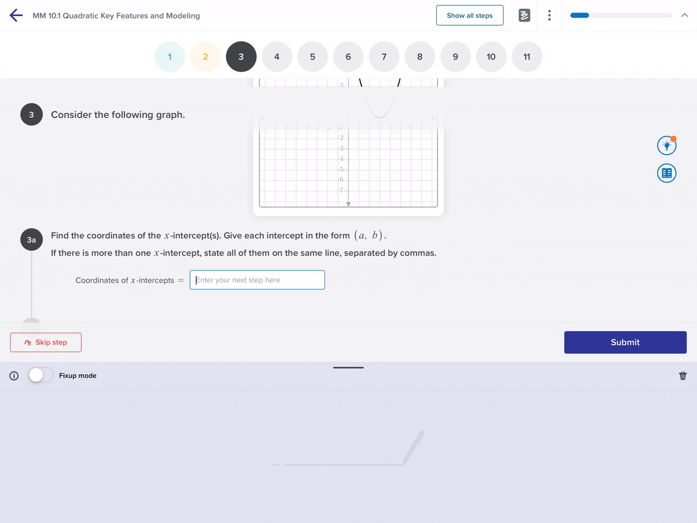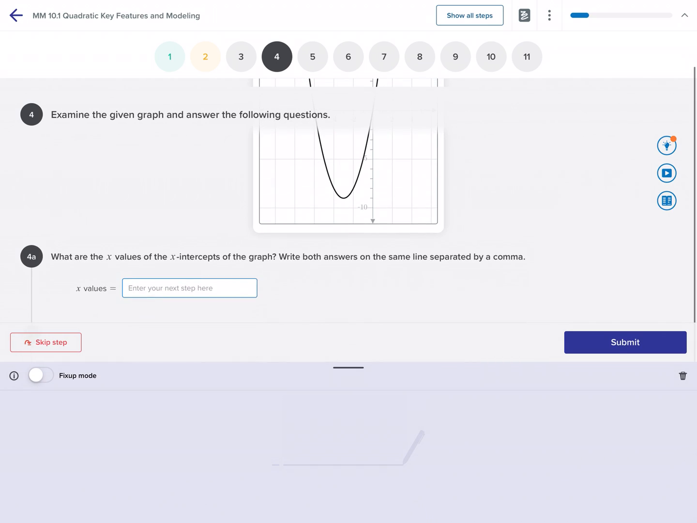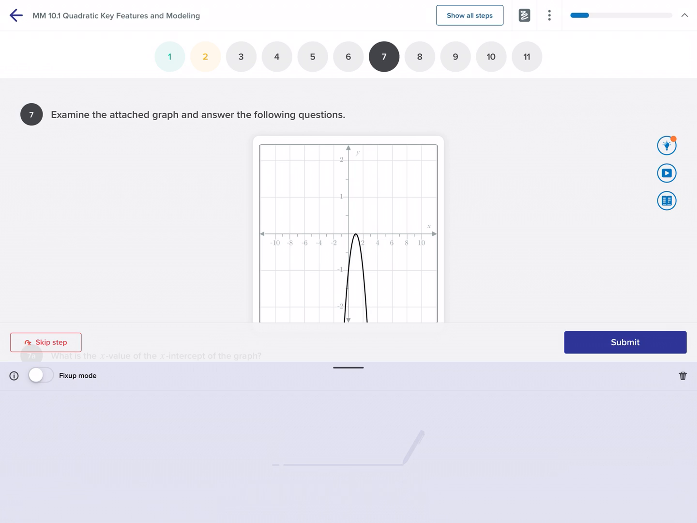So just do your best. I think a lot of these are the same. Let's see if I can find one that's a little different. Maybe we'll look at number 7. I don't know what number 7 is.